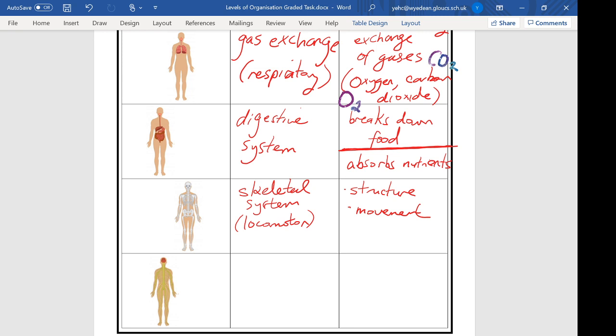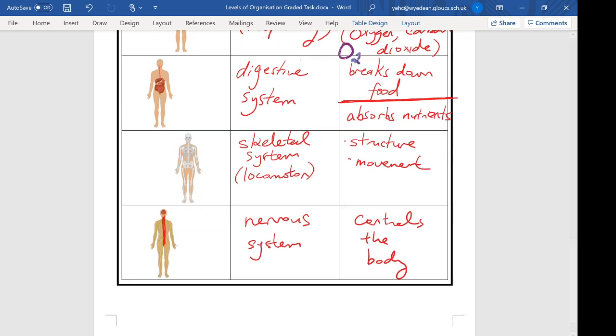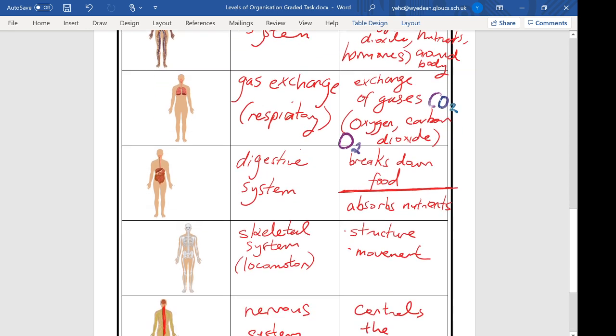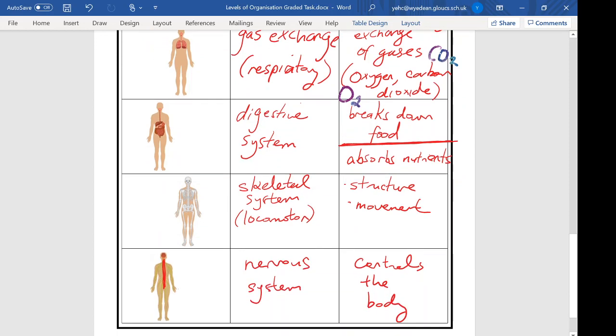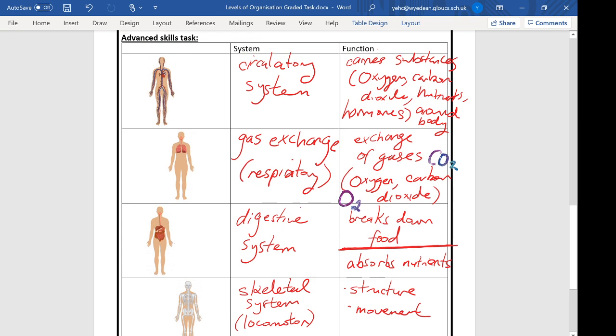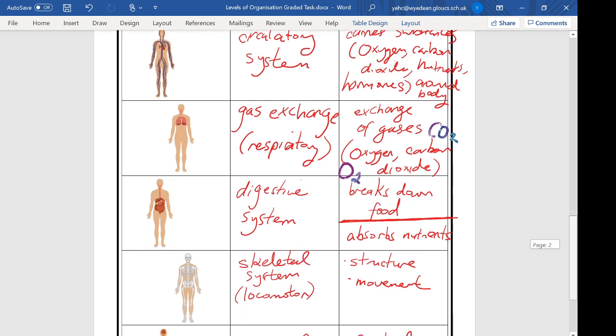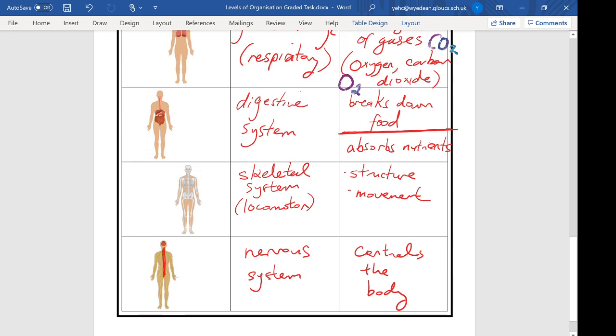And then I see a brain, and this long thing here is the spinal cord. This is the nervous system, and it controls the body. And the reproductive system is actually not on here, but there are so many organ systems in the body. Reproductive is a type of system, so if you ever listed it as an example, that would be completely correct.